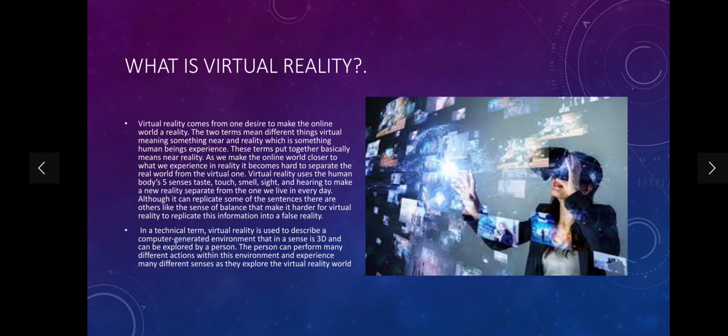Virtual reality uses the human body's five senses, taste, touch, smell, sight, and hearing, to make a new reality separate from the one we live in every day. Although it can replicate some of the senses, like taste and touch, it has a hard time replicating the sense of balance, as if you take away one's hearing or sight, balance becomes hard on its own, let alone adding a new environment.